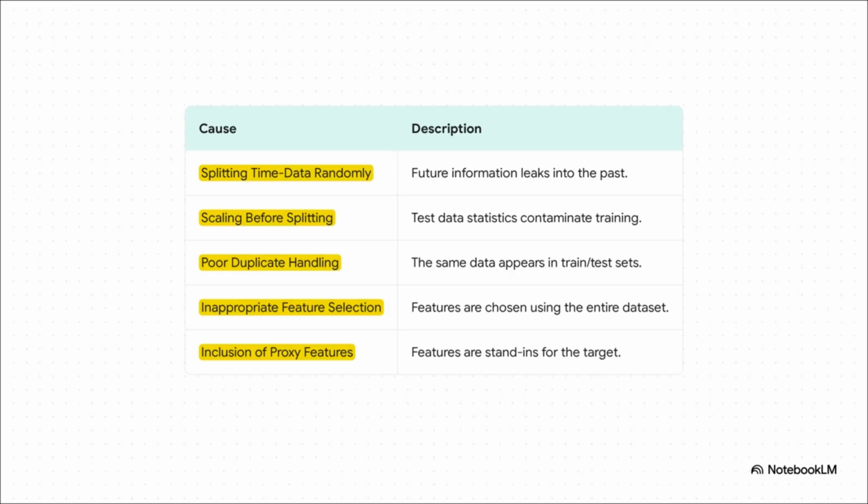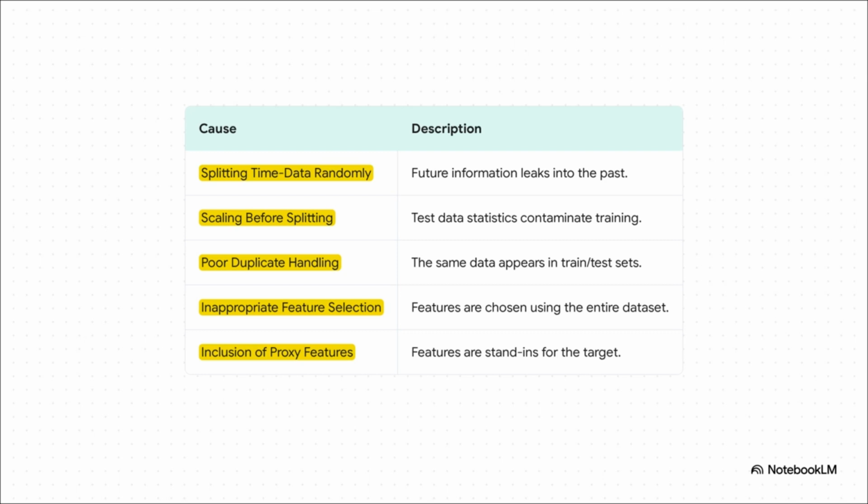What's so wild is that these leaks often happen during steps that seem totally normal. So take scaling before splitting. This is when you, say, normalize all your data at once. But if you do that, information about the range of your test set has now contaminated your training set, giving the model an unfair sneak peek.